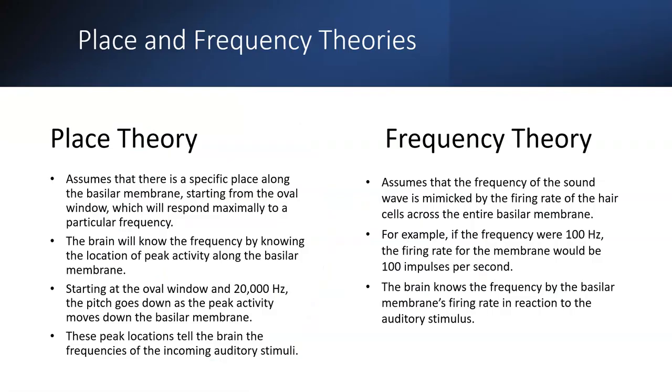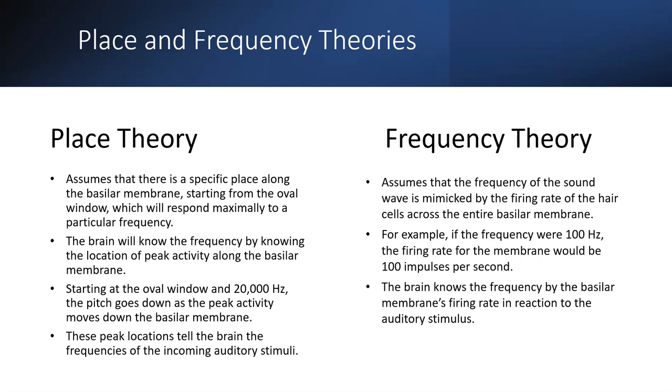Now, the two theories that we use to understand pitch perception are place theory and frequency theory. Place theory assumes that there is a specific spot on the basilar membrane. Remember how I talked about unrolling the cochlea and there being a layout like a piano keyboard in reverse, from high tones to low tones. So the assumption is there's a specific spot.